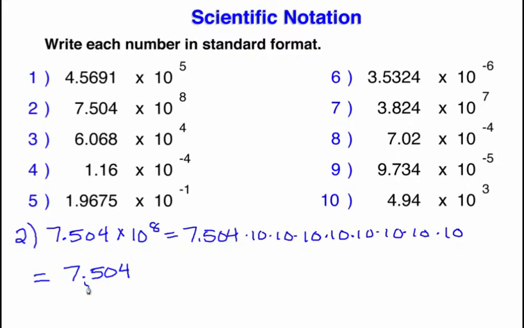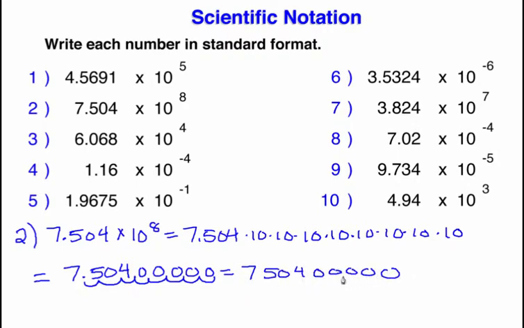I'm going to go 1, 2, 3. I've gone 3 to go past these three digits that are already here, and then I'm going to have to go another 5 places. And I'm going to fill all of those with zeros. So now, if we write this out, we've got 5 zeros back here, and I'm going to put commas in the correct places. So this is 750,400,000. That is equivalent to 7.504 times 10 to the 8th.